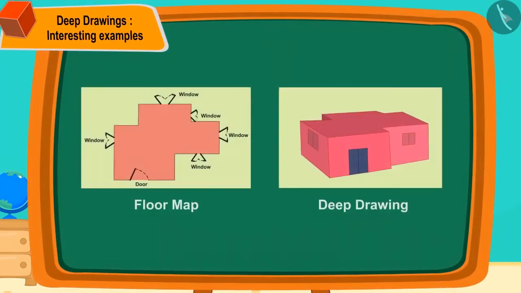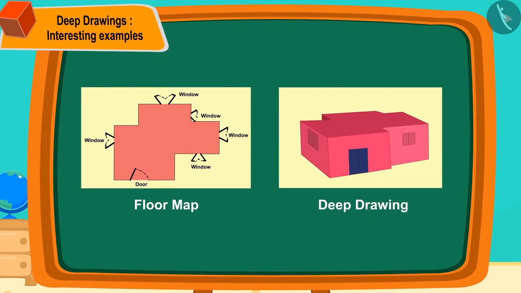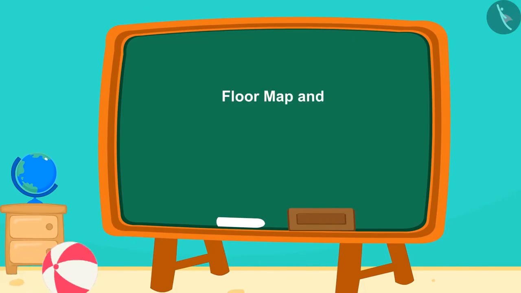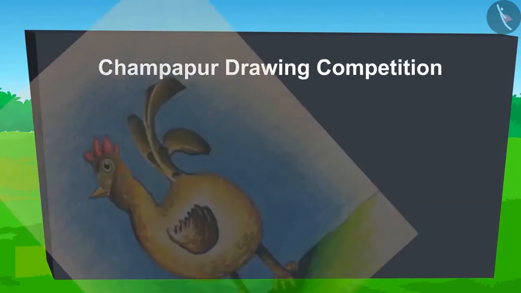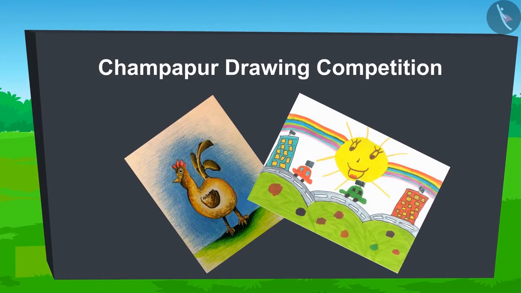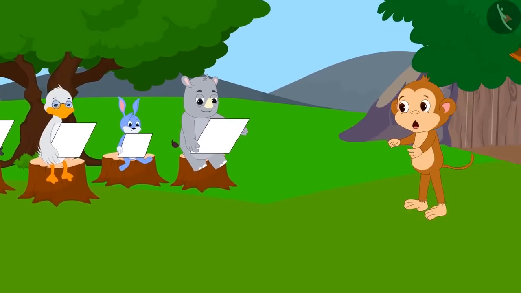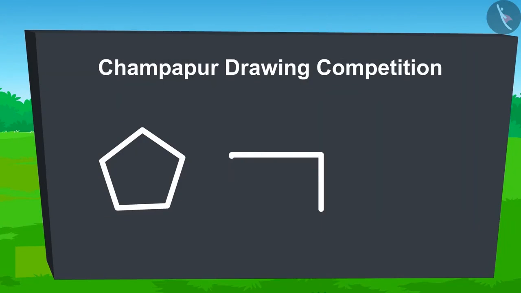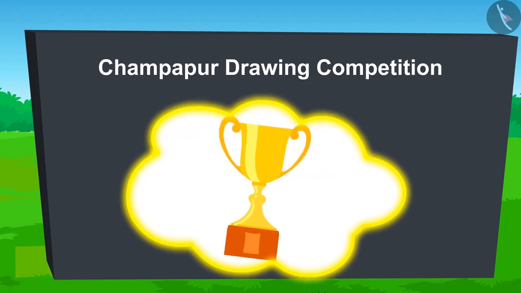Children, in the last video, we learnt about making deep drawings of houses and rooms. In this video, we will see interesting examples of making deep drawings of some other shapes. Today, a drawing competition has been organized in Champapur. Everyone is ready with paper and pencil. Babban, the director of the competition, said that they can draw any shape. The person who creates the most beautiful picture will win a prize.